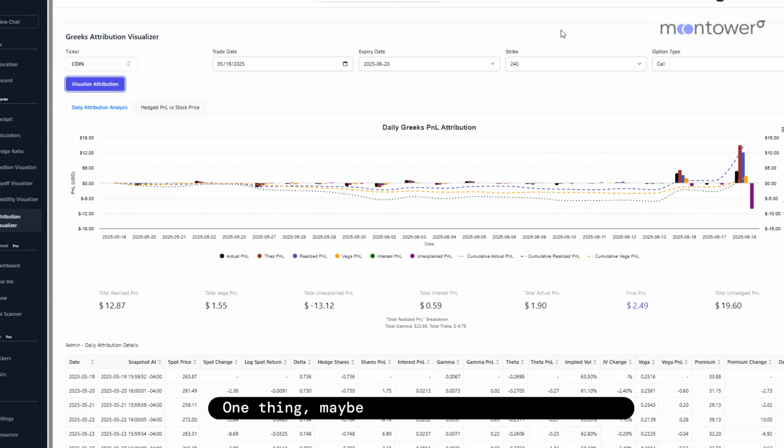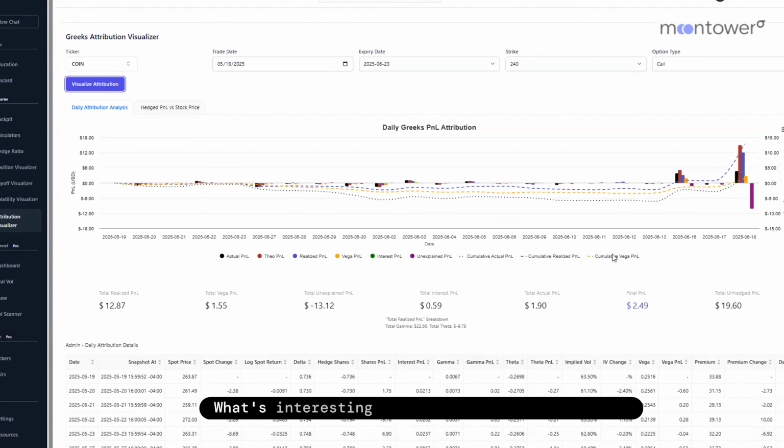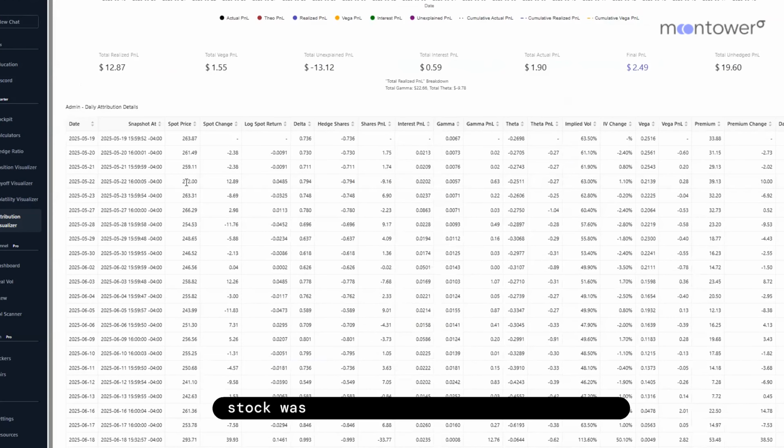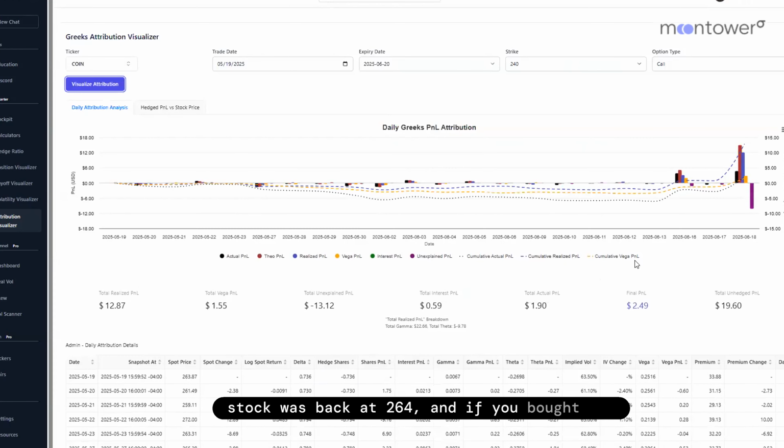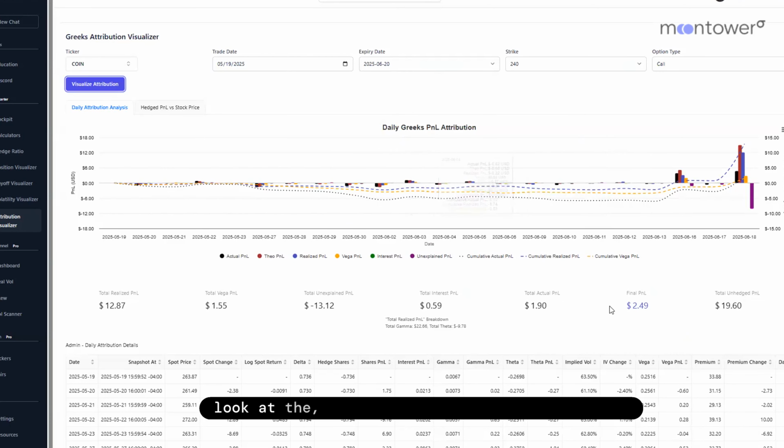I think one thing, maybe I'll do it in another video because I don't want to bog this down, but one thing that would be really interesting here: you notice the stock is at 293. What would be interesting is, when the stock was back at 264, if you bought the 250 put and sold the 300 call, or vice versa, basically a delta neutral risk reversal. If you pulled this thing up twice and took the P&L from each leg and summed them together, one buying, one selling, that would simulate what if I did the risk reversal delta hedged every day.